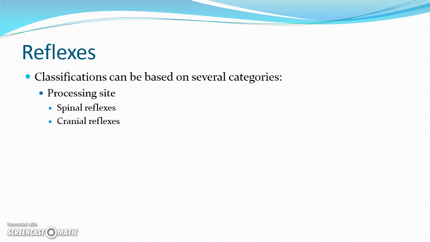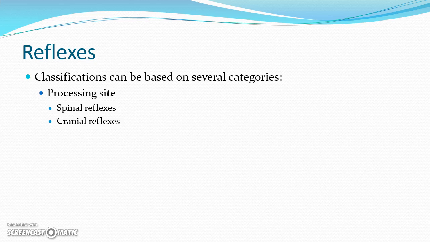The last criteria is the processing site. This means where does the information processing take place. For spinal reflexes, the information processing takes place in the spinal cord. In cranial reflexes, the processing takes place in nuclei of the brain. Now let's discuss a few specific reflex examples.